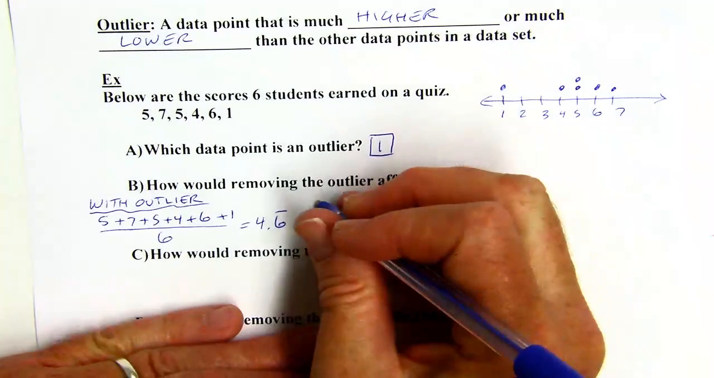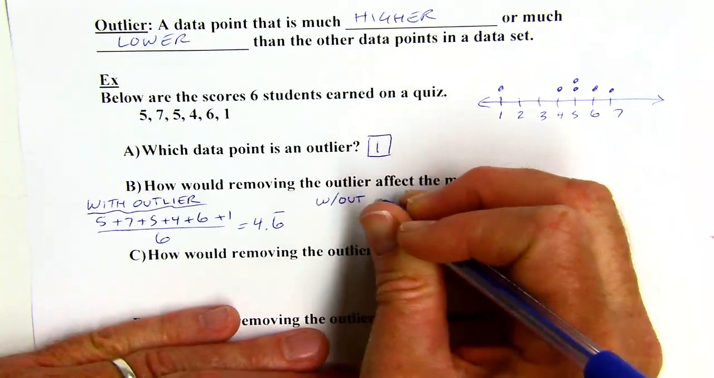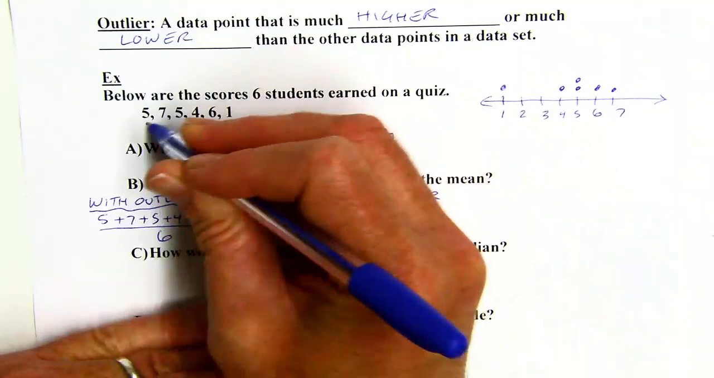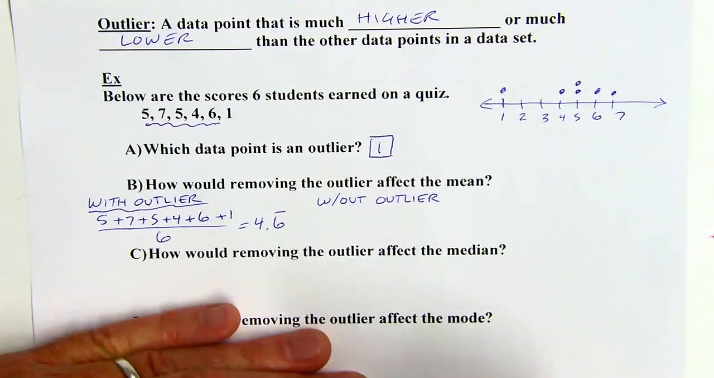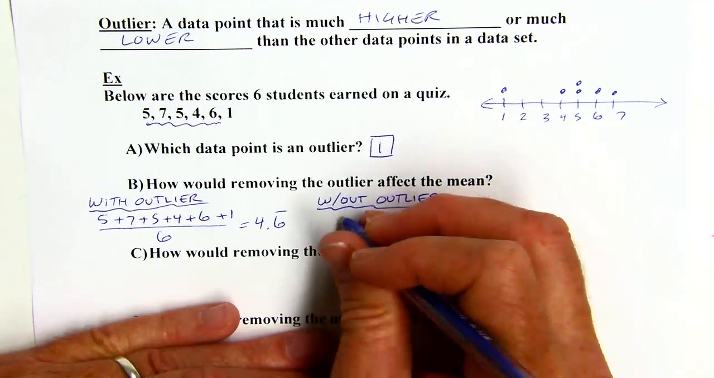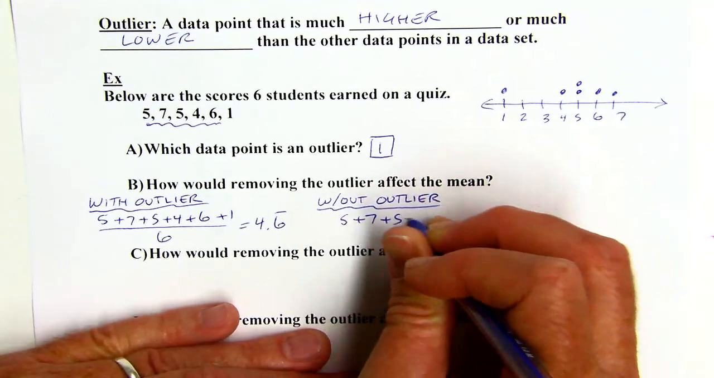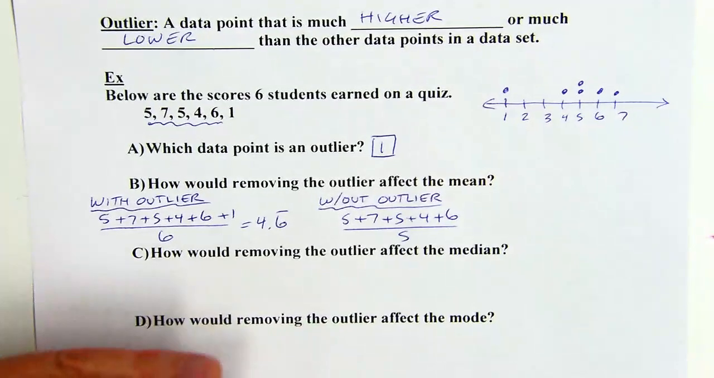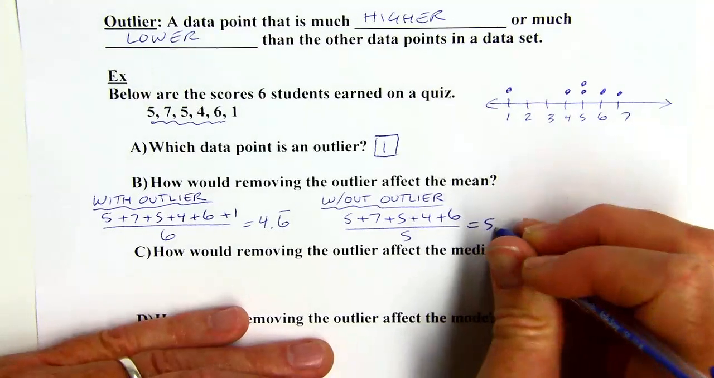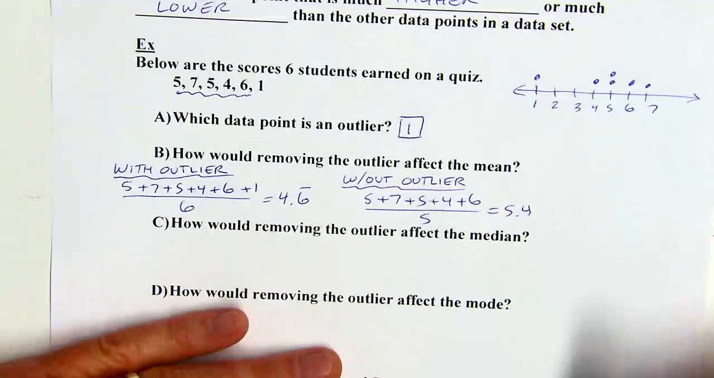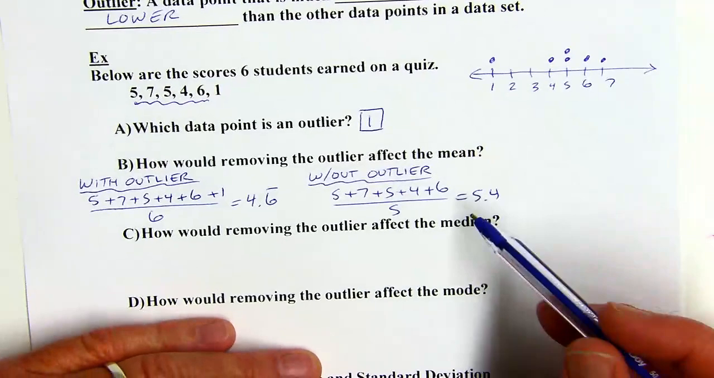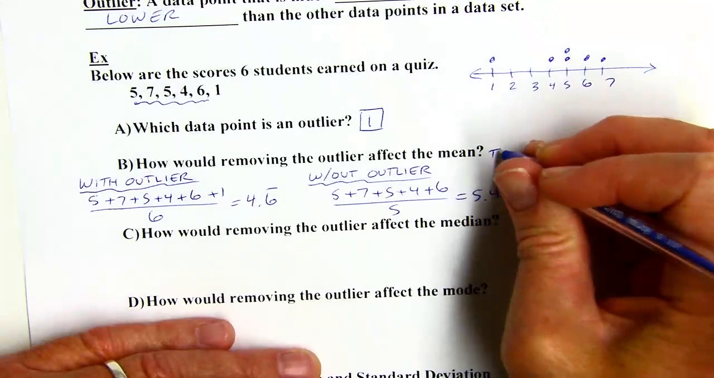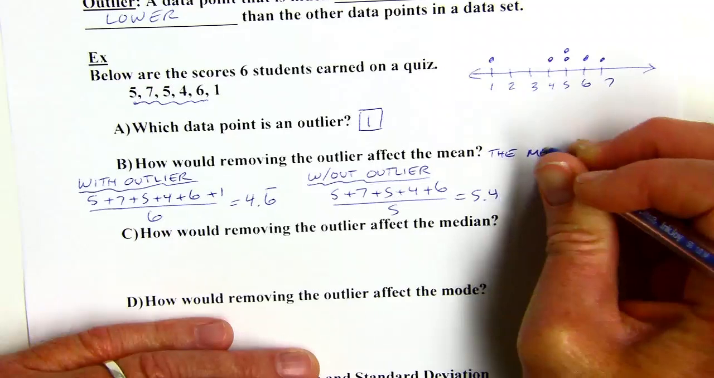Let's see what it would look like without the outlier. So now I'm just going to average the numbers except for the 1. So 5 plus 7 plus 5 plus 4 plus 6, and now there would only be 5 data points instead of 6, and that's going to come out to 5.4. Okay, so how does it affect it? Well, the mean without the outlier is higher, right? It's definitely different.